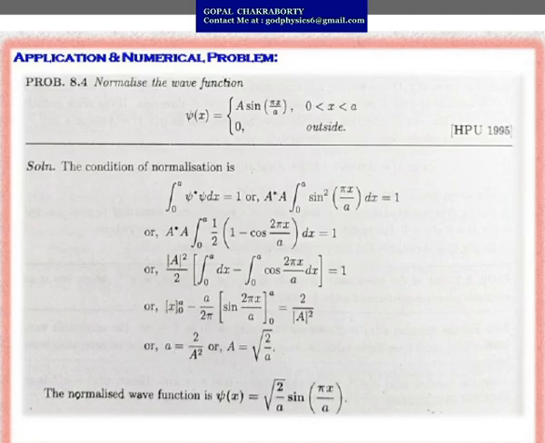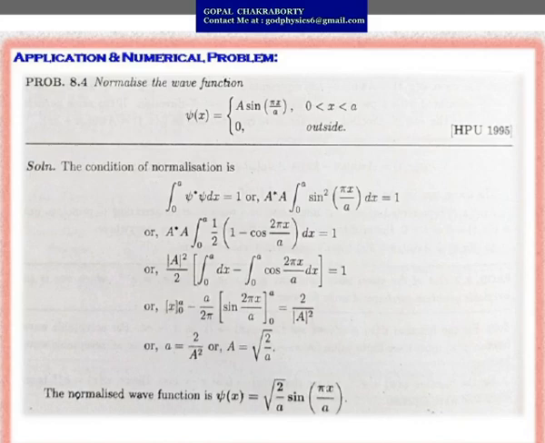Next problem. Normalize the wave function. A wave function is given here and you are asked to find the normalized wave function. What is given? psi equals a sine pi x by a for x within 0 to a, and psi is equal to 0 outside. Now the condition of normalization is that the total probability is 1, so integration 0 to a psi star psi dx is equal to 1.